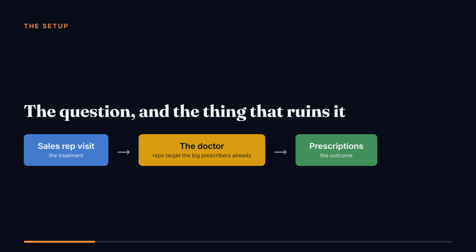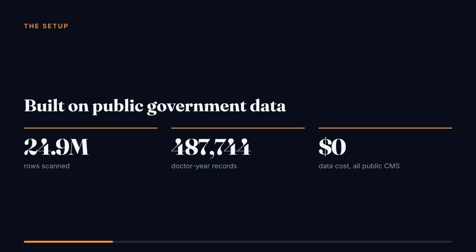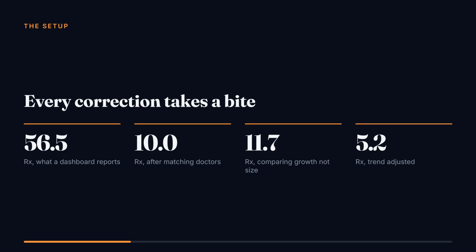Here is the setup. Drug companies send sales reps to visit doctors. The question is whether the visit actually causes more prescribing. I built the observational answer first on public government data. 24.9 million rows scanned, 487,000 doctor-year records. The raw comparison said promotion adds 56.5 prescriptions a year.